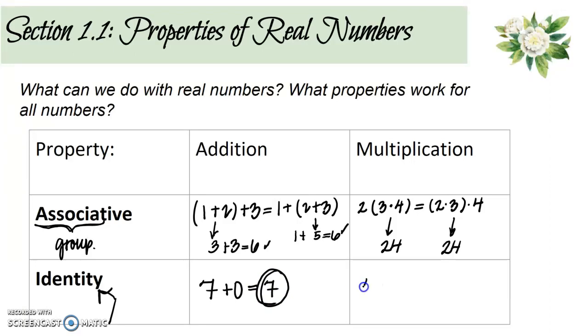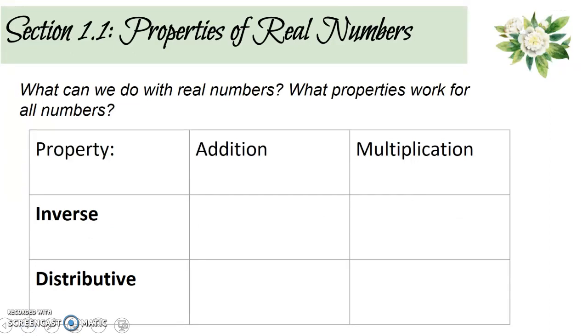And then for multiplication, if I have the number 7 and I want it to stay the same, I'm just going to multiply it by 1. So 7 times 1, still 7. It's retained its identity. We've got 2 more properties to talk about, and then we'll be all done here.